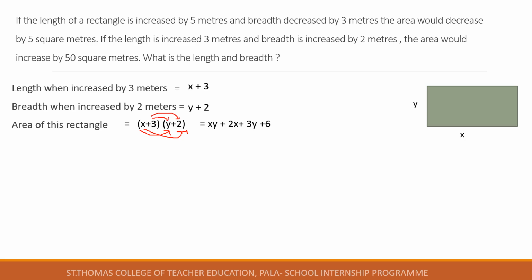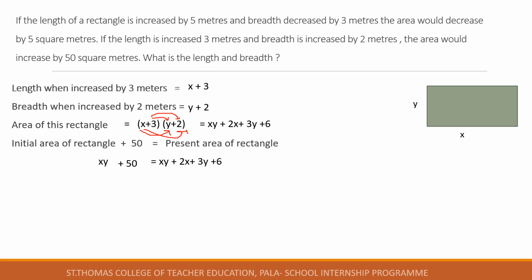Now it is given that what happened to the area? Yes, it increased by 50 square meters, isn't it? Now how can you relate the area of the initial rectangle and this rectangle? Yes. Initial area of rectangle plus 50 gives present area of rectangle, isn't it? Now what is initial area of rectangle? It's xy plus 50 equal to, yes, xy plus 2x plus 3y plus 6, isn't it?